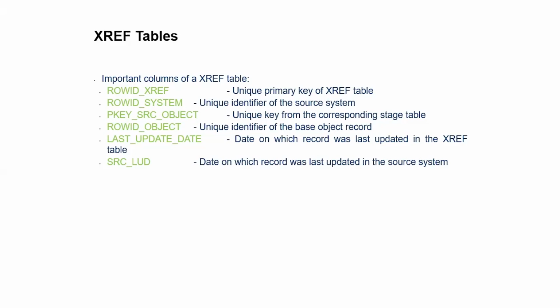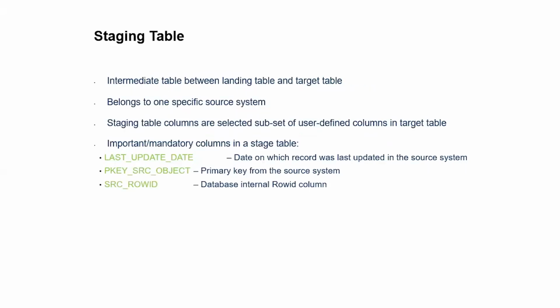Okay. And we have the stage table. As I said, the stage table has PK source object, which is the primary key for the source system, and source ID, which is internal to the MDM and will be loaded automatically by MDM, and last update date. Here the source stage table belongs to one specific source system.